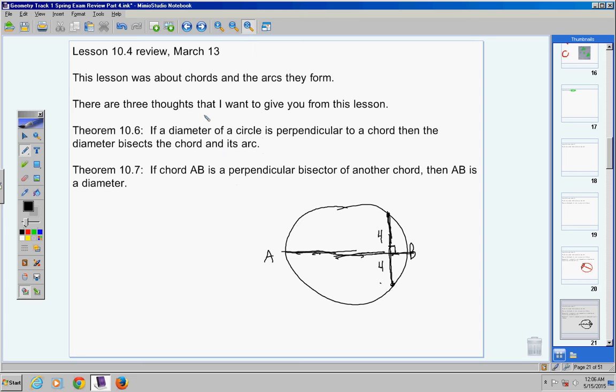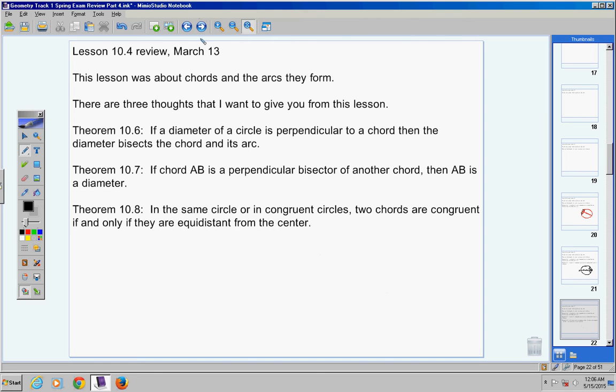Alright, let's continue on. Third thought I want you to get from lesson 10.4. In the same circle, or in congruent circles, two chords are congruent. Here's the thought I want you to get. Two chords are congruent if and only if they are equidistant from the center. They have to be equidistant from the center of the circle. Okay? So, watch this carefully, please, students.